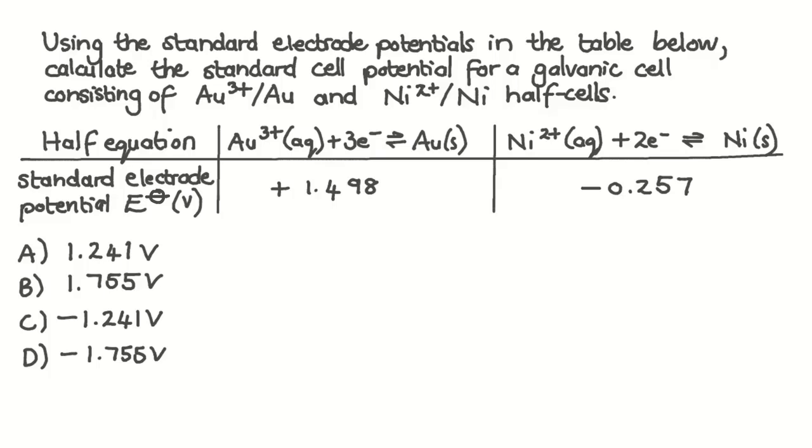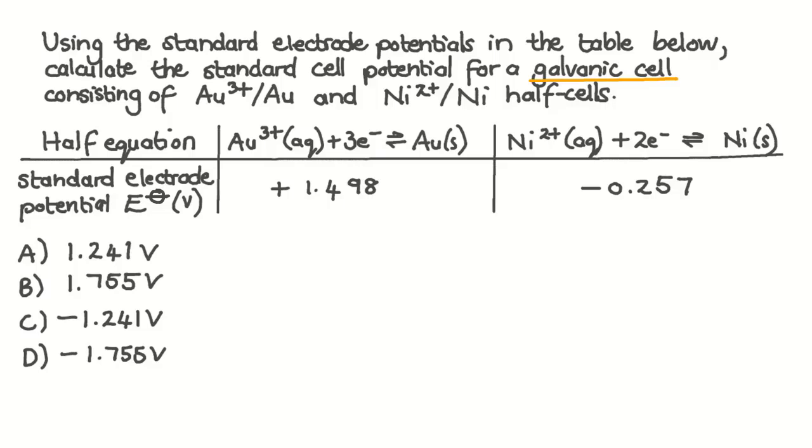The table gives two half equations with their standard electrode potentials: Au³⁺(aq) + 3e⁻ → Au(s), and its standard electrode potential is 1.498 volts. The other half equation is Ni²⁺(aq) + 2e⁻ → Ni(s), with its standard electrode potential of negative 0.257 volts. The answer options are A, 1.241 volts, B, 1.755 volts, C, negative 1.241 volts, or D, negative 1.755 volts.